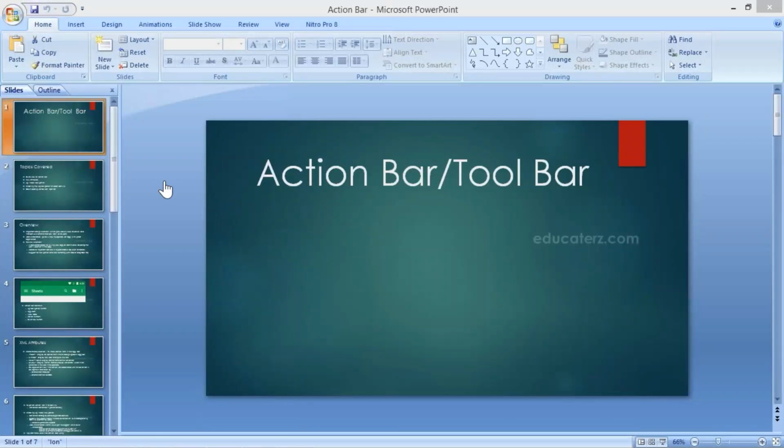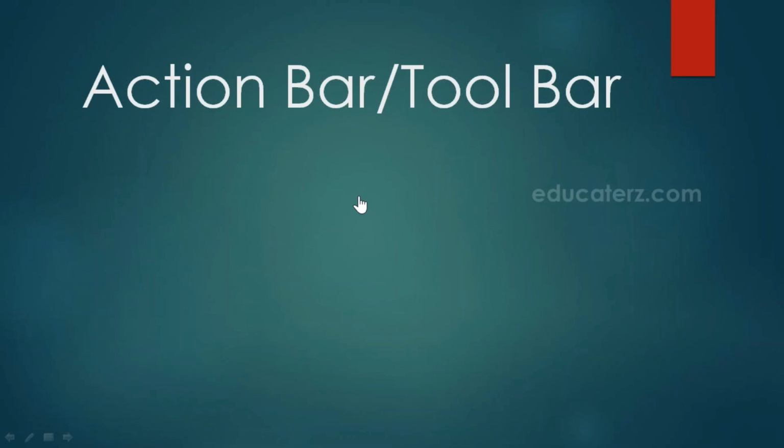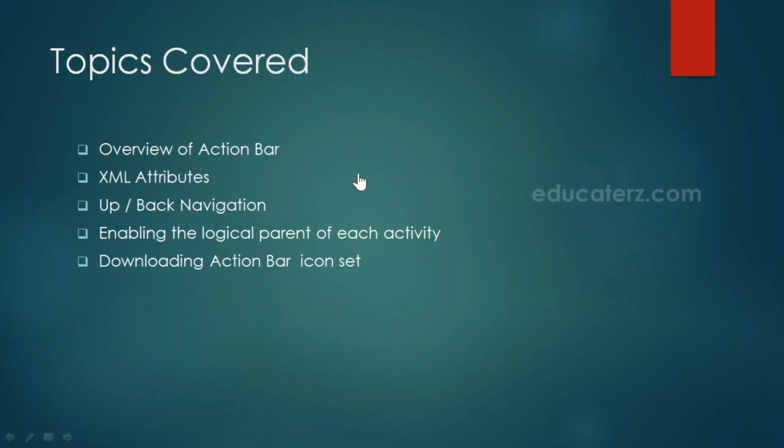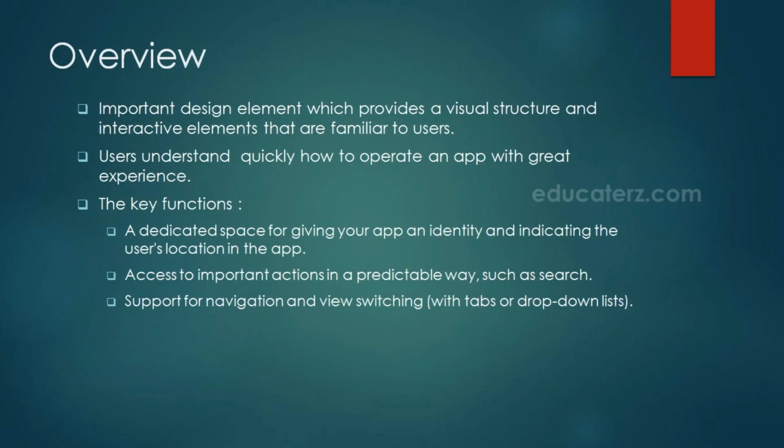This is Venkatramana Ganji. So now let us see what is action bar or toolbar in our Android. So here we'll discuss an overview of action bar, how it looks, why we are introducing app bars, different XML attributes to define things, how to create up navigation or back navigation, enabling the parents for each and every activity, and how to download an action bar icon set for our application development. Let us see one by one.